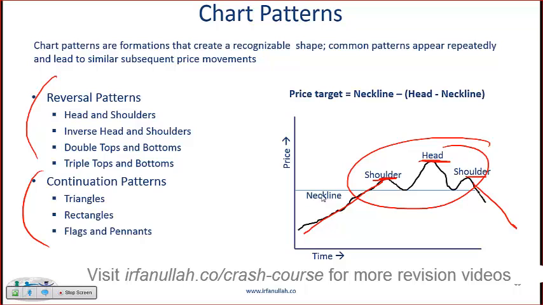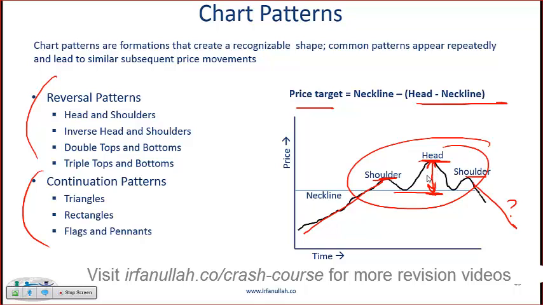The next question then becomes, if there is an expected downtrend, where do you expect the price to end up? And the answer is, you do this formula. You look at the neckline, which is this, and then from the neckline you subtract this distance, the head.